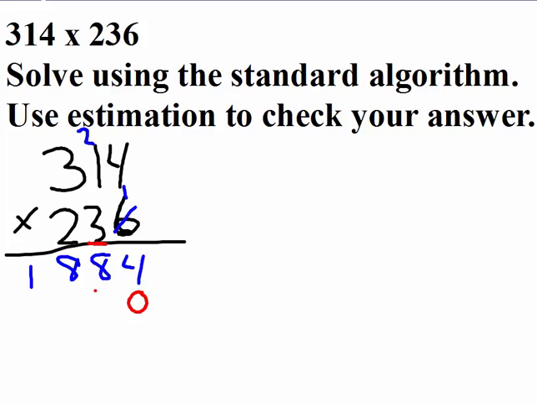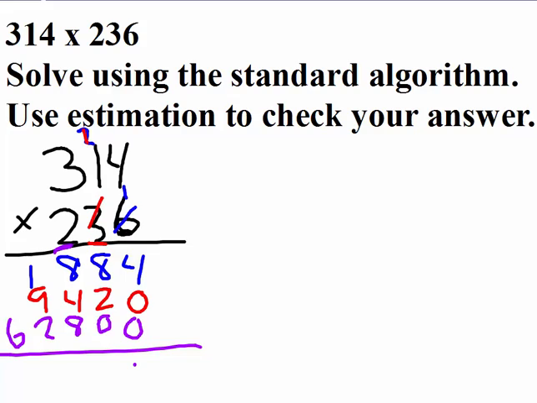3 times 4, that is 12. Carry the 1. 3 times 1 is 3, plus 1 is 4. 3 times 3 is 9. Alright, I am done with that 3. So now I move over to my next digit. I'm going to take this 2, it's in my hundreds, and add 2 zeros. And multiply this 2 by every number on top. So 2 times 4 is 8. 2 times 1 is 2. 2 times 3 is 6.